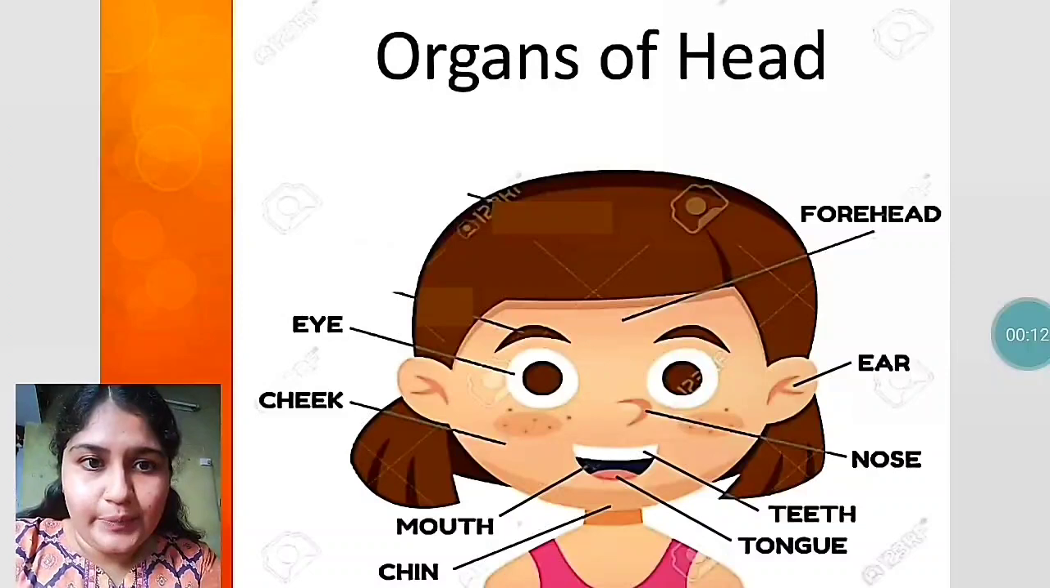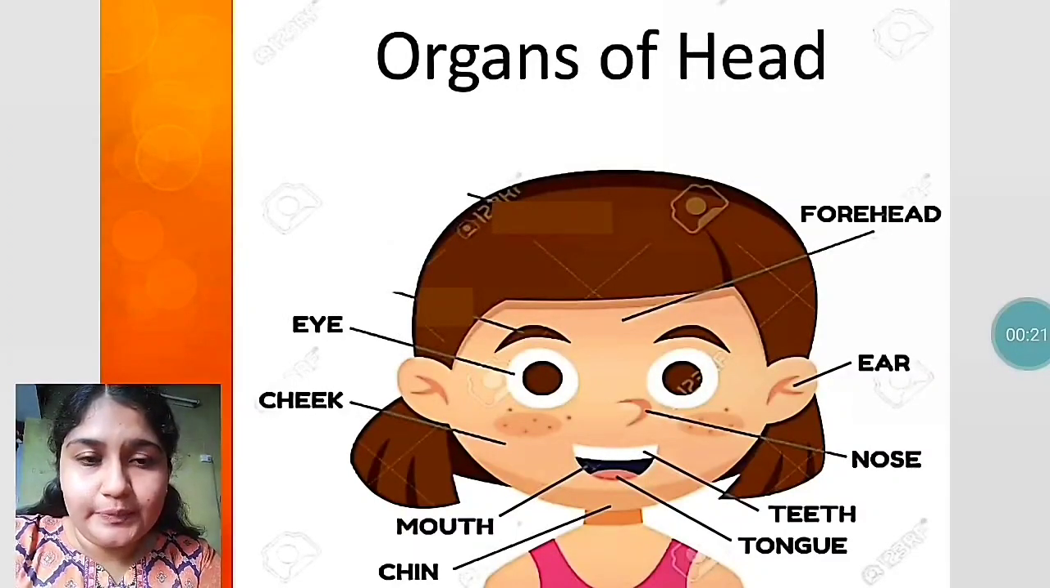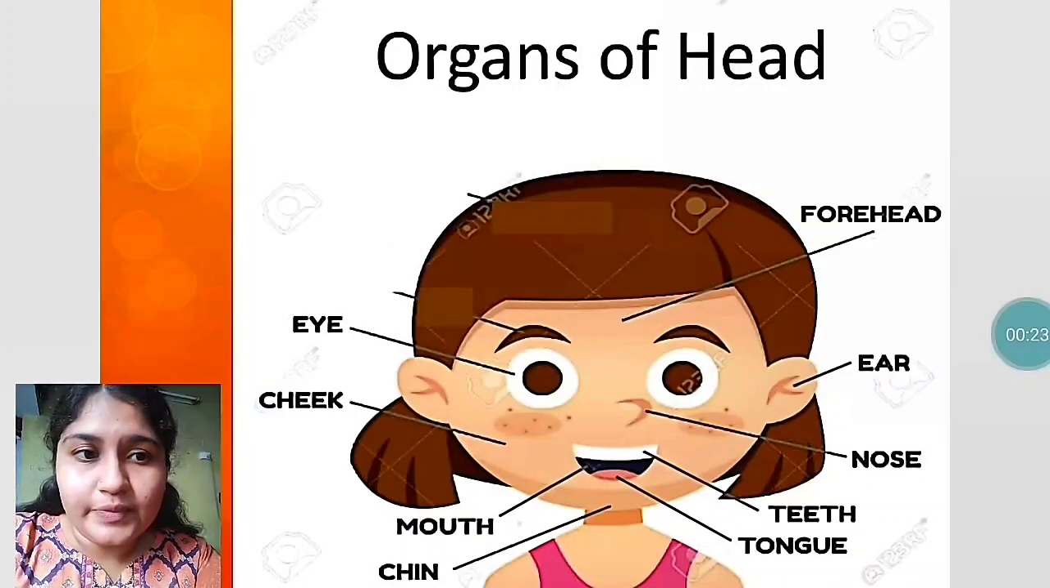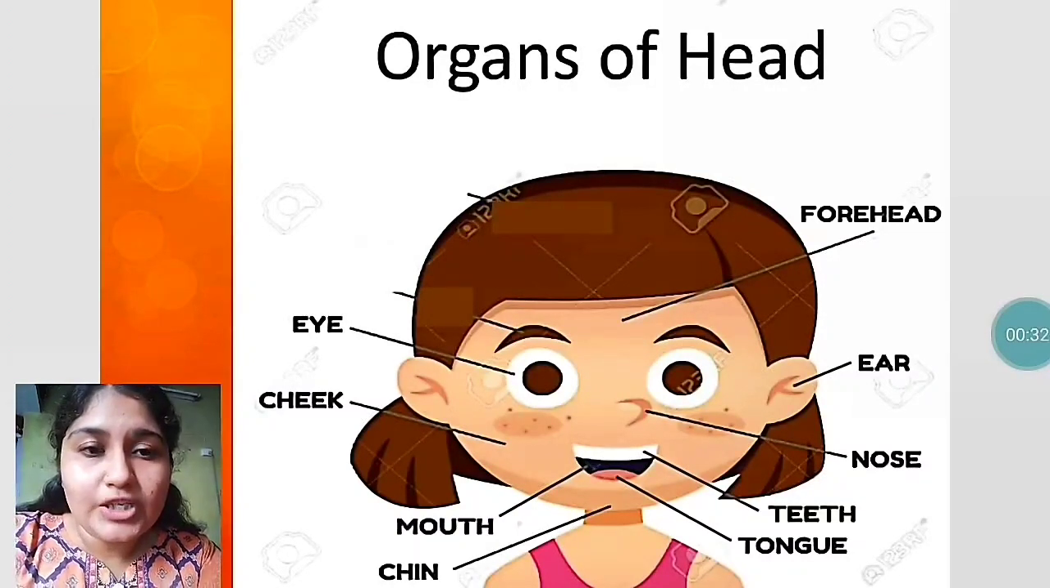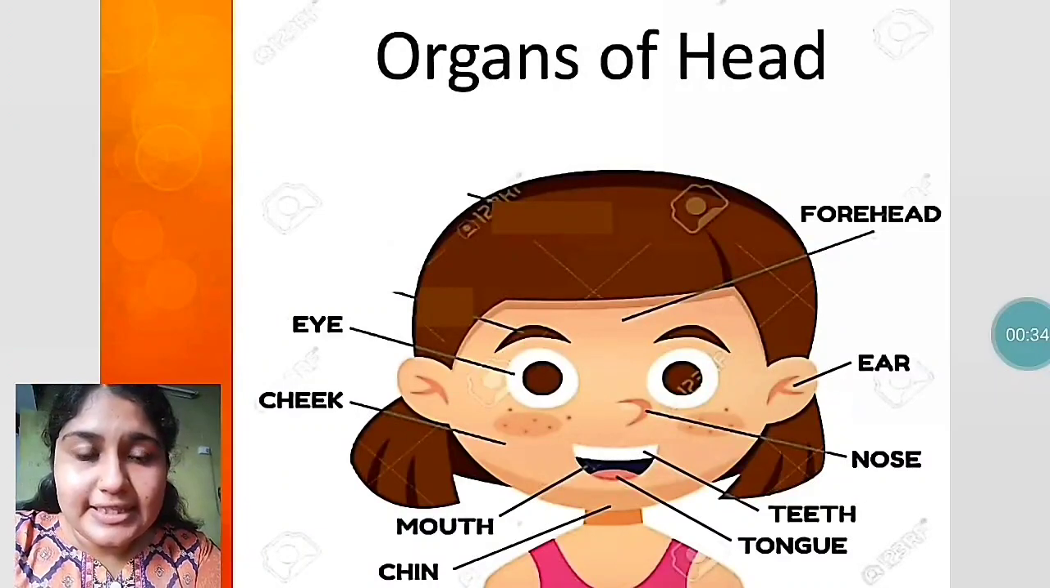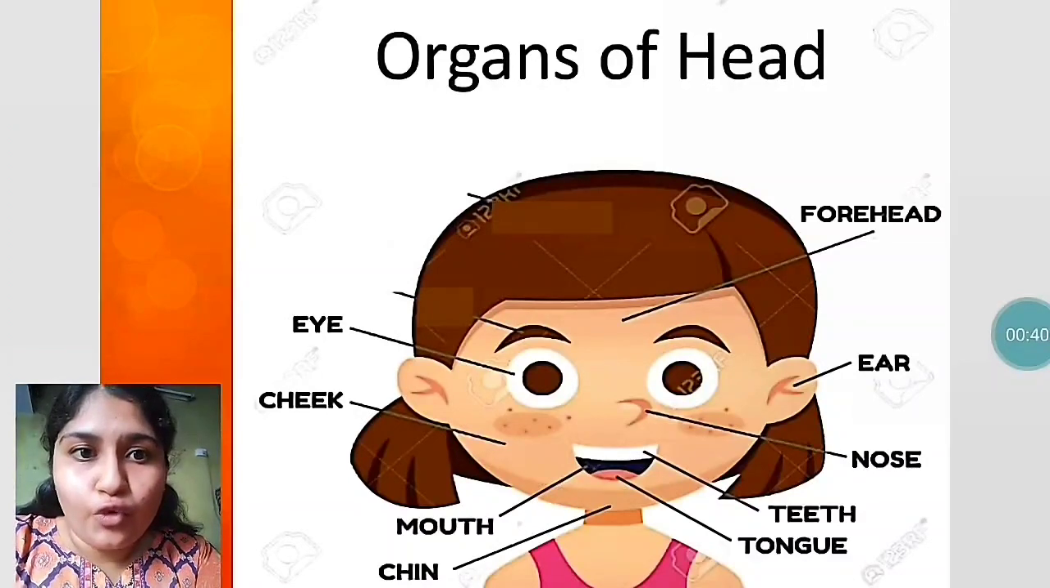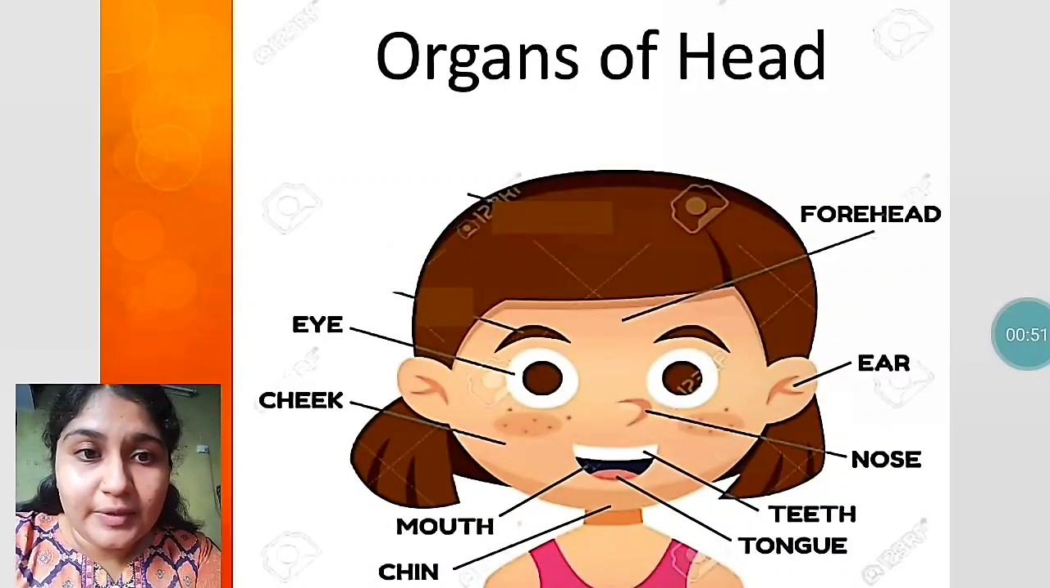forehead, eye, ear, cheek, nose, mouth, teeth, tongue, chin. So, once again I am repeating: forehead, eye, ear, cheek, nose, mouth, teeth, tongue, and chin.